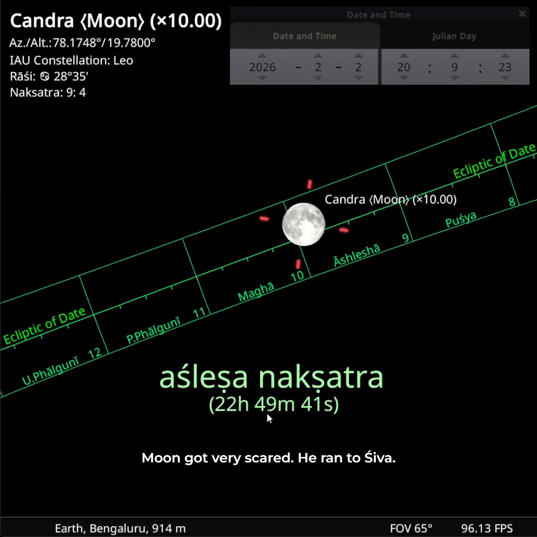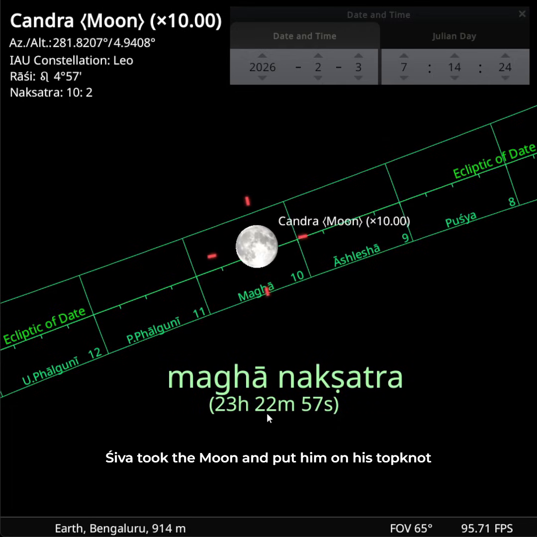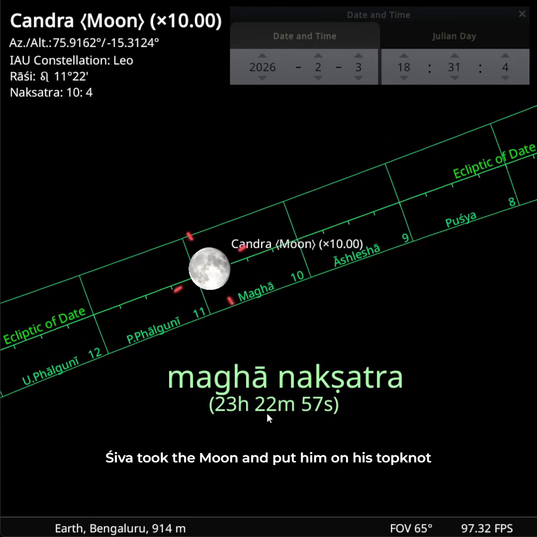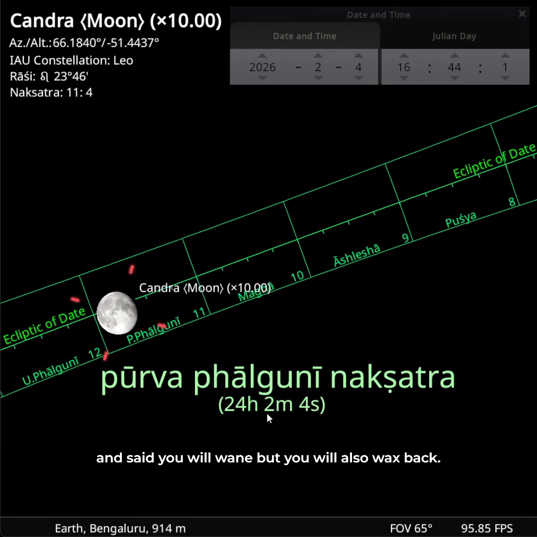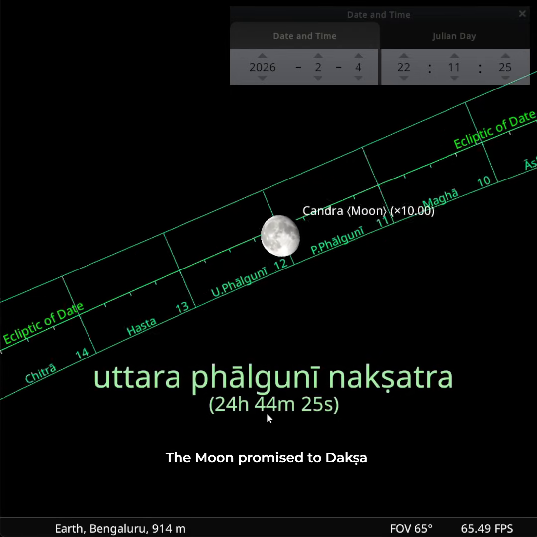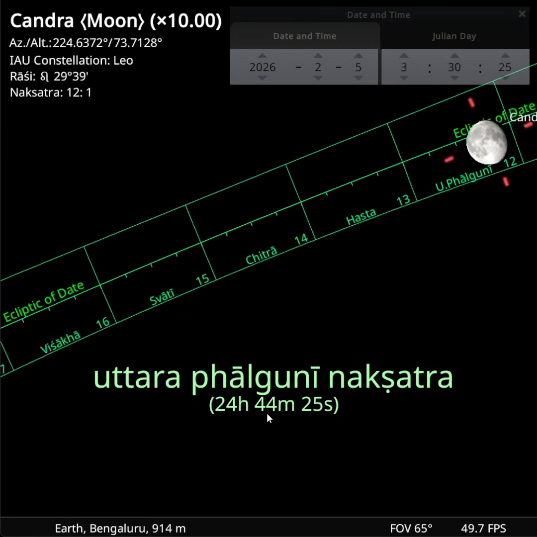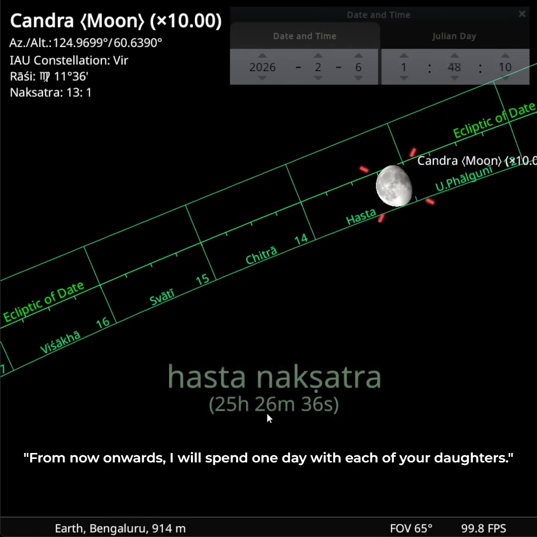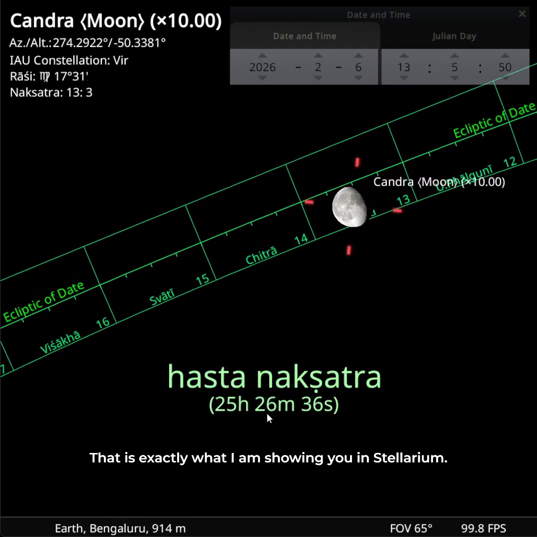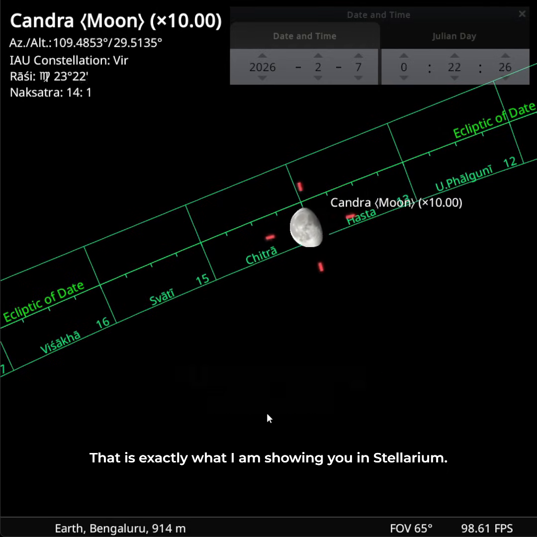The moon got very scared. He ran to Shiva, and Shiva took the moon and put him on his top knot and said, "Okay, you will wane, but you will also wax back, don't worry." And at that time, the moon promised Daksha, "From now onwards, I will spend one day with each of your daughters." And that is exactly what I am showing you in Stellarium.